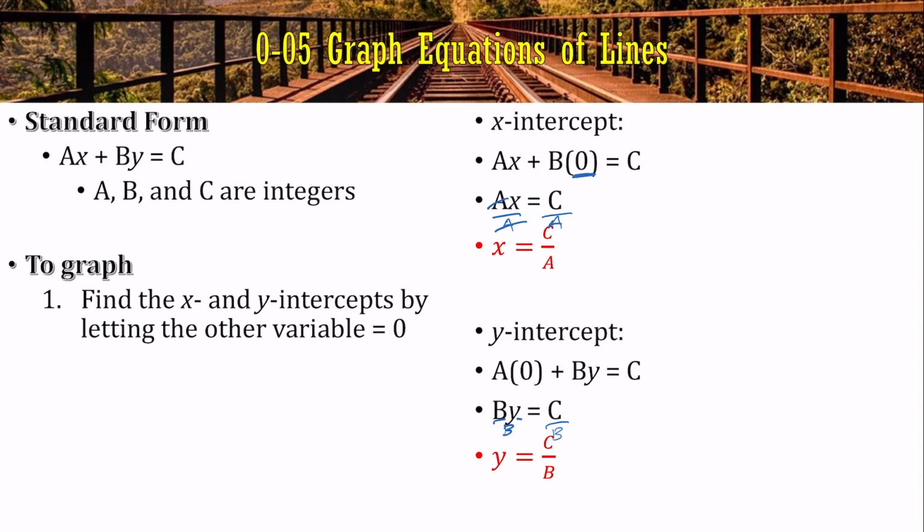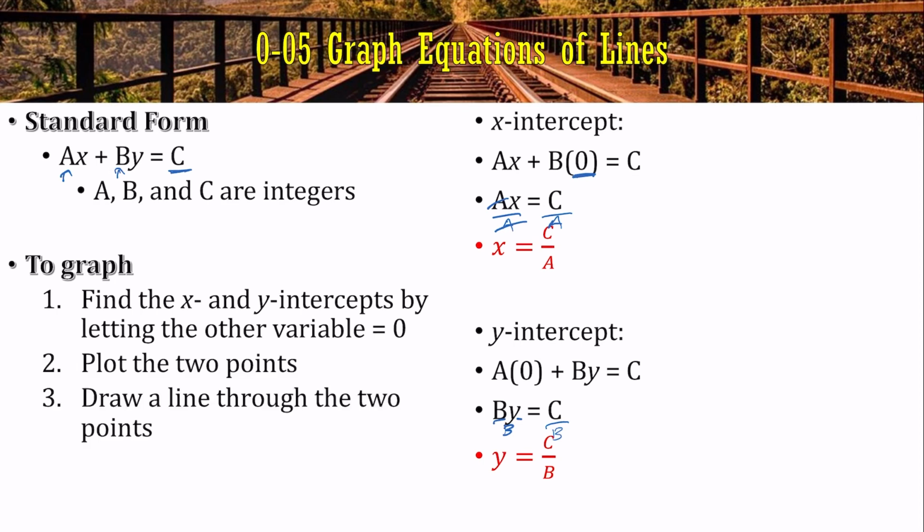So notice both of those are c divided by either the a or the b. So whatever letter you're looking for: if I want the x, I'll divide it by a. If I want the y, I'll divide it by b. Plot those 2 points and draw a nice line through those 2 points. Yes, you'll probably want a ruler.